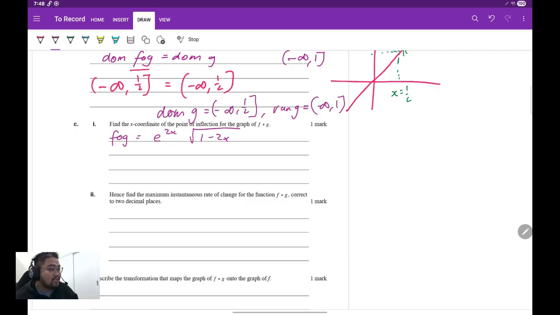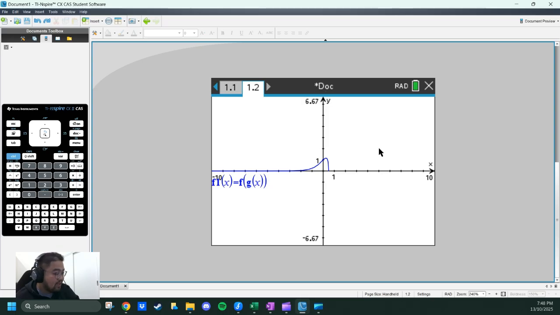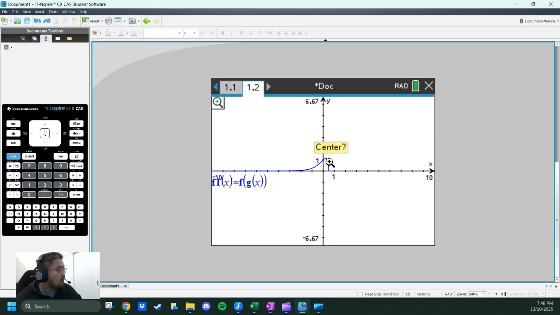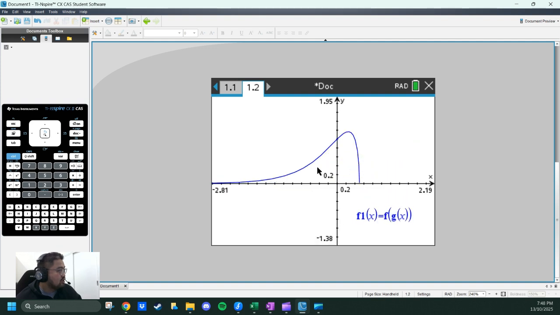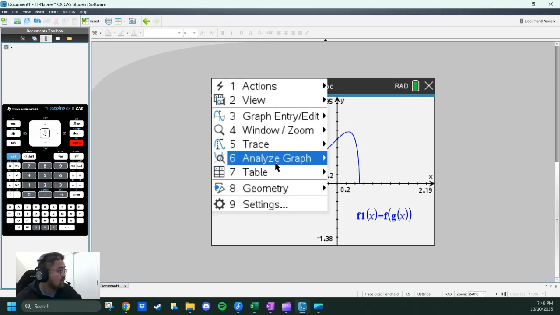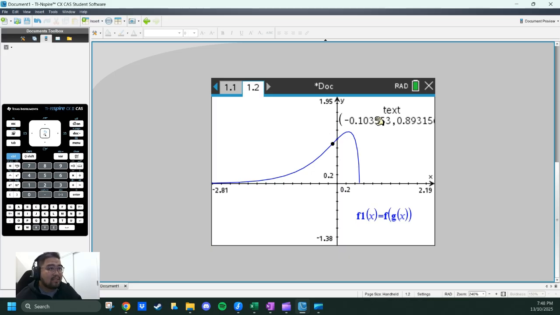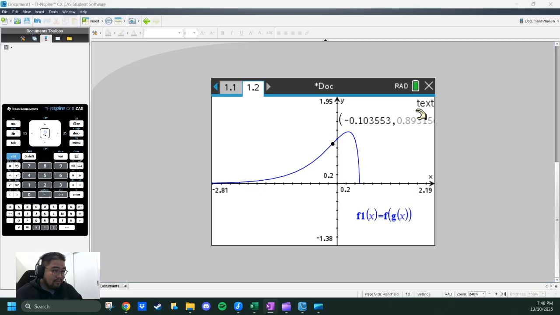The first way I can think of is on the CAS. Now, if we graph our fog function, you can see here that there's no real obvious place where the graph changes concavity, apart from there's a concave up here and then all of a sudden maybe a change. I'm going to investigate this using analyze graph, and I'm going to use the inflection point, lower bound, and there will be a point of inflection that does come up here. Now, the other thing I need to consider is our domain. We don't want to go anywhere past this, so this is within the domain.